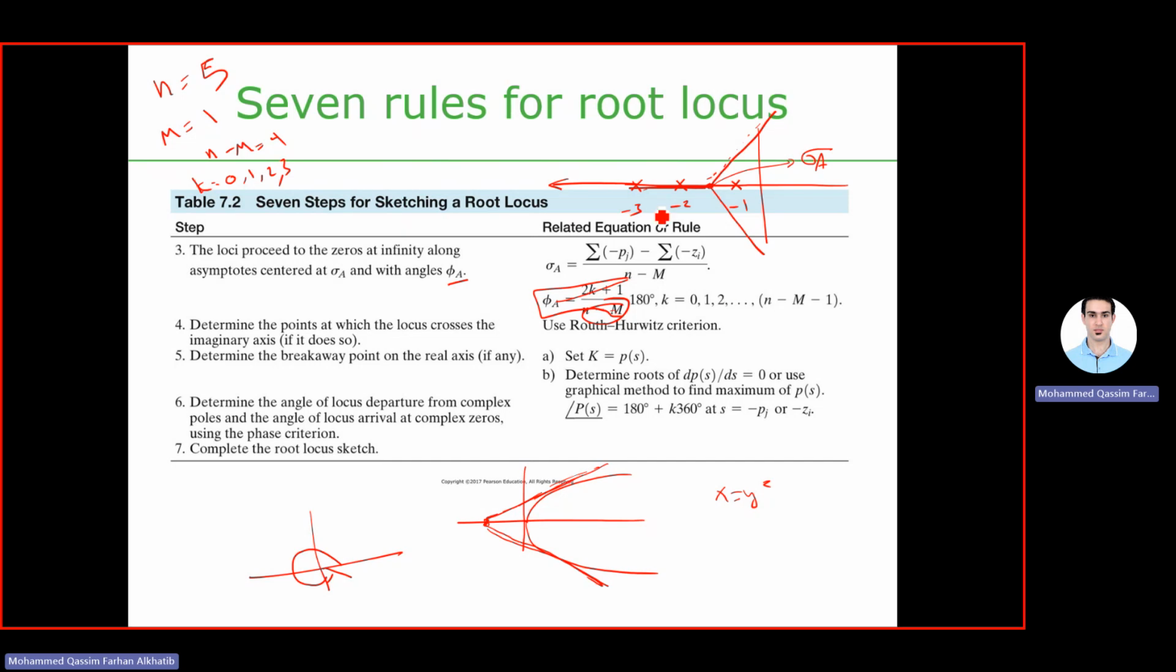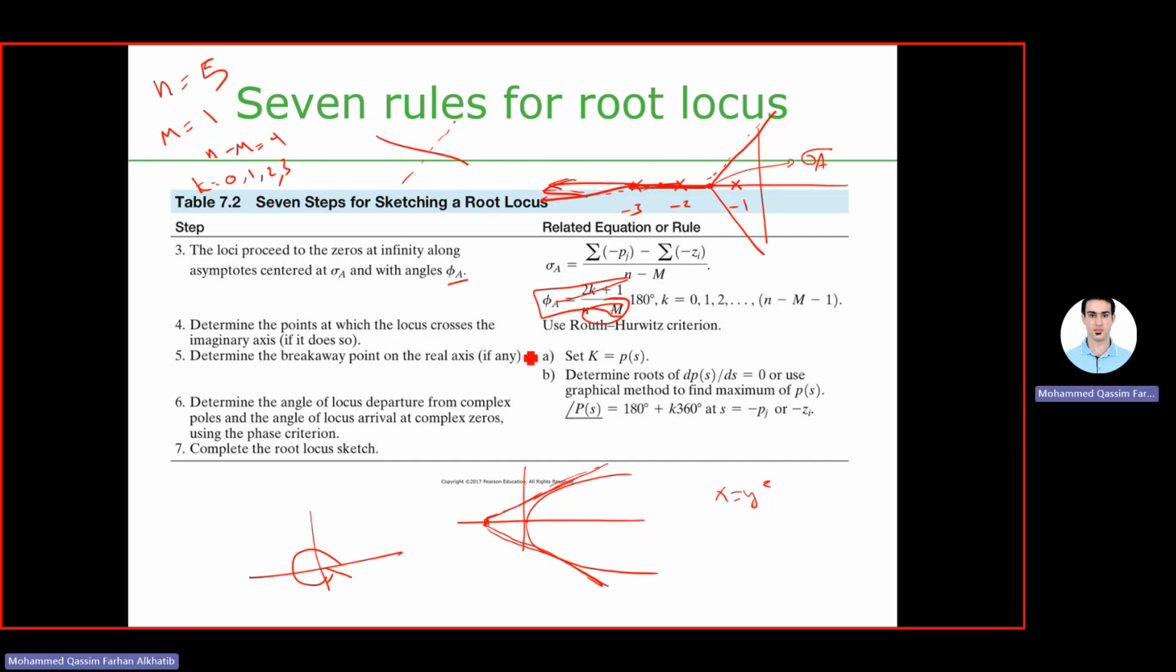For example, let's assume that we have an asymptote like this, and then I will have a locus like this. It's fine, exactly on the asymptote. Most important part, you can never have the asymptote and the line intersecting like that. The asymptote is the tangent line, so you cannot have the asymptote crossing the line.